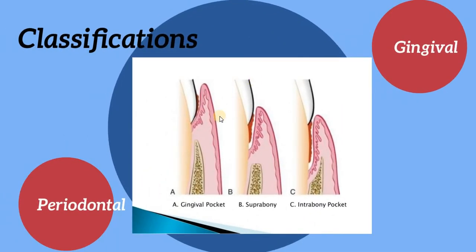Well, we have periodontal pockets, which are suprabony and intrabony or infrabony pockets. The main difference in the terminology between these two is because of the junctional epithelium. Here in the suprabony, the junctional epithelium is above the crest of the alveolar bone, while in intrabony or infrabony, infra means below, the junctional epithelium is below the crest of the alveolar bone.